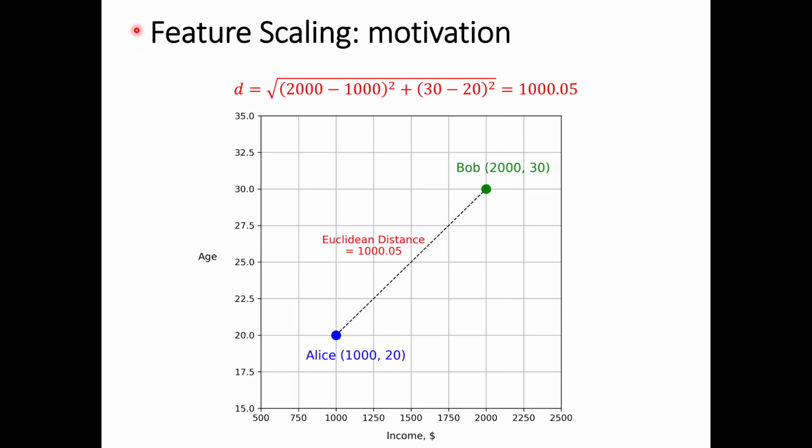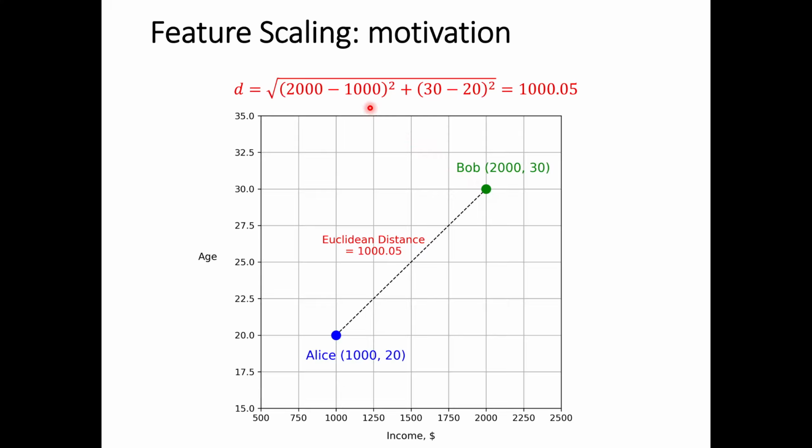Let's illustrate this difference with an example. We plot 2 bank clients on the chart, Alice and Bob. Alice is 20 years old and earns $1,000, while Bob is 30 years old and earns $2,000. Let's calculate the Euclidean distance between 2 points, Alice and Bob.